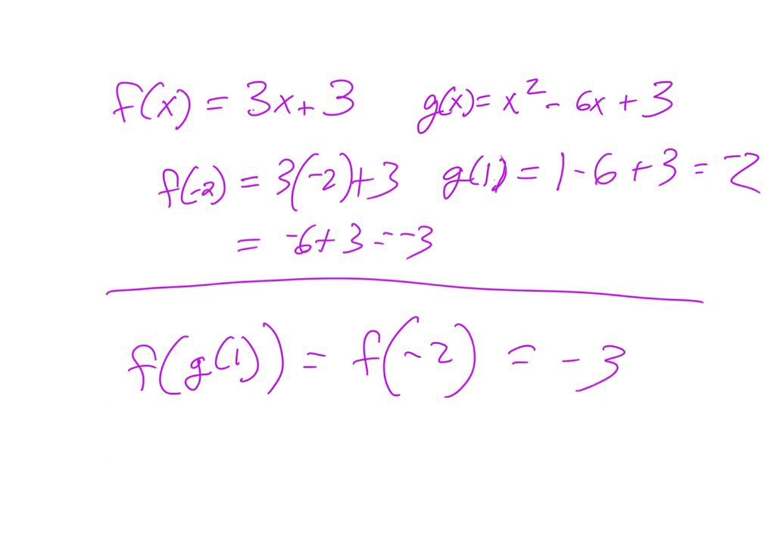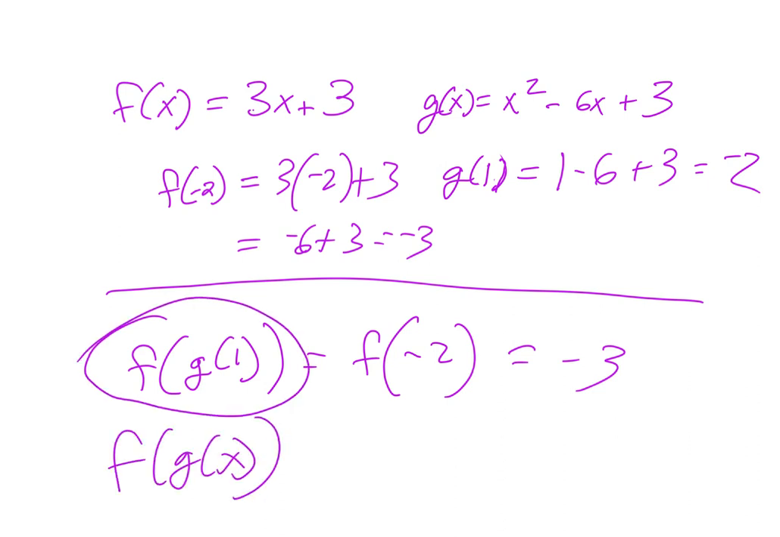So if I were going to be graphing this function, f of g of x, I would know that one point that's on that function, one solution to that function, would be 1, negative 3. So what that also means, well, we'll get to that later.